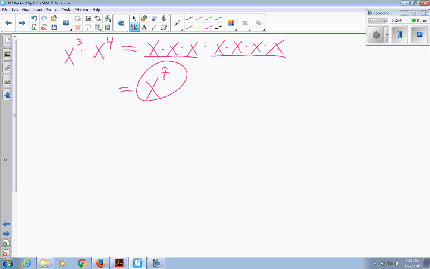Okay. So if you ever forget the rule, you can just make up a little simple problem and be like, oh yeah, okay, so it must be adding, right? Because 3 plus 4 gives you the 7.